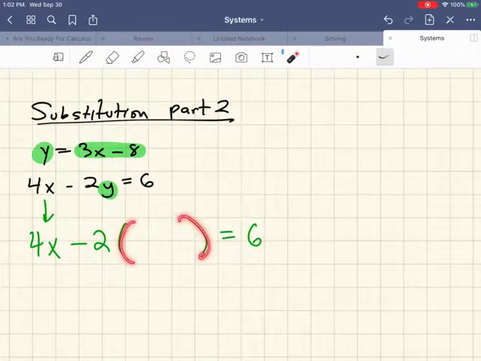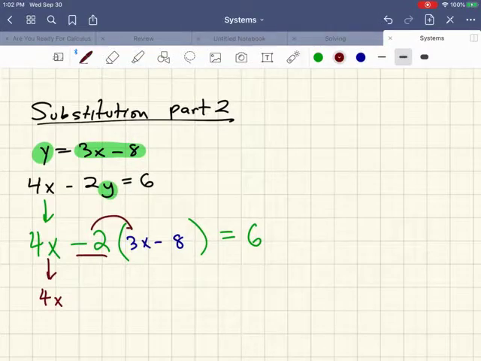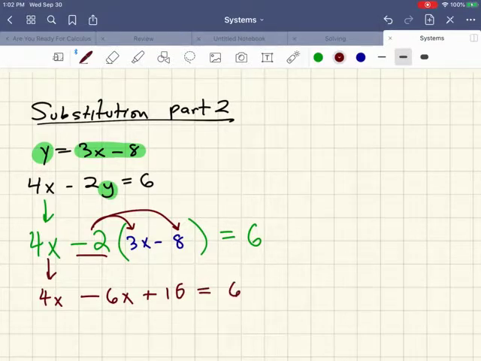So I've got these two parentheses here, and I'm going to take this 3x minus 8, it goes into the y, therefore I'm just going to write it right in here. I'm going to drop down my 4x, I'm going to distribute my negative 2. I'm going to drop down my equals, I'm going to drop down my 6.